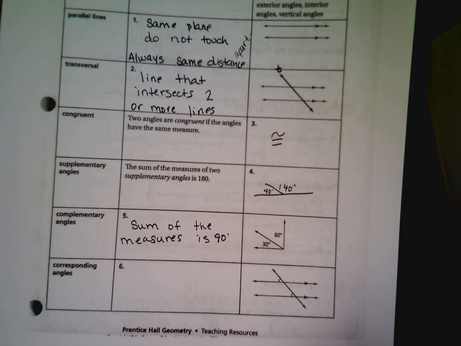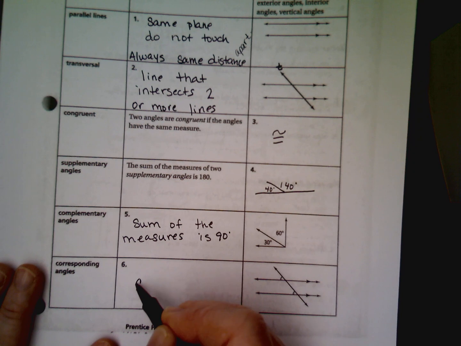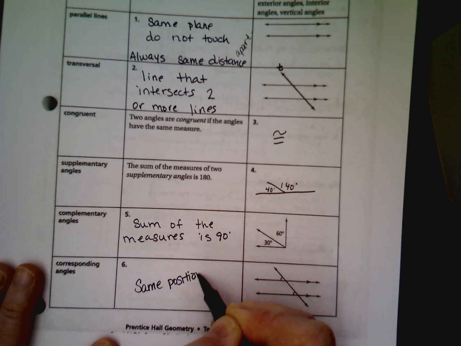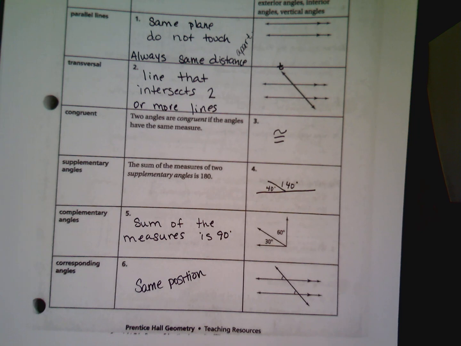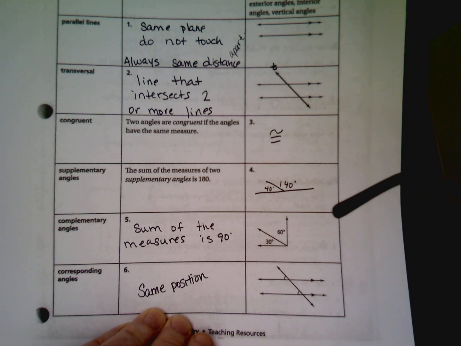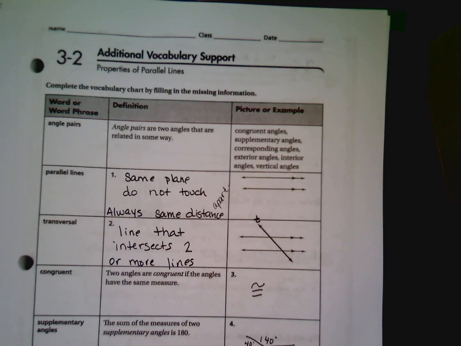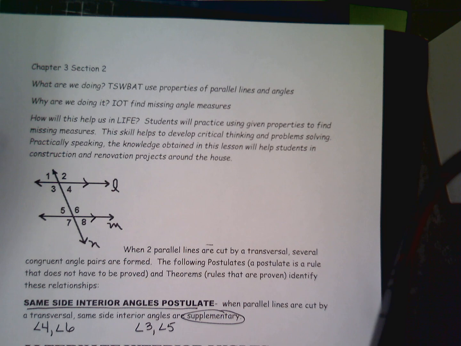Corresponding angles. It says when 2 lines are intersected by a transversal, angles that are on the same side in the same position. Let's put down they have to be in the same position. I think that satisfies. I think y'all will remember what they're talking about there. Y'all have any questions on this? Was there anything on here you didn't know before we started filling it out? Maybe transversal was something we hadn't discussed a whole lot.